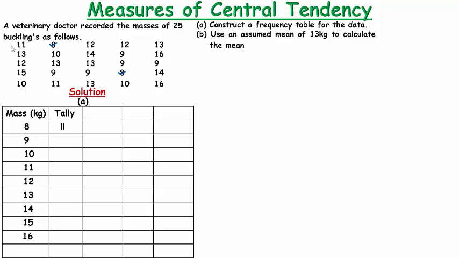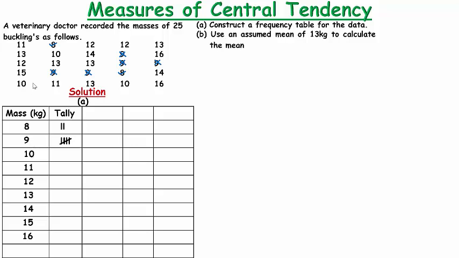The first row, no 9 kilograms there. The second row I have 1, so I'll mark 1. The third row I'll mark the one that is there, so I'll add it to make it 2. The fourth row I have 2, so I'll mark the first, add it to make it 3, and then mark the next, add it to make it 4. And then the fifth row I have 1 buckling weighing 9 kilograms. If I add it here, I'll have to cross this. So I have 5 bucklings, each weighing 9 kilograms.